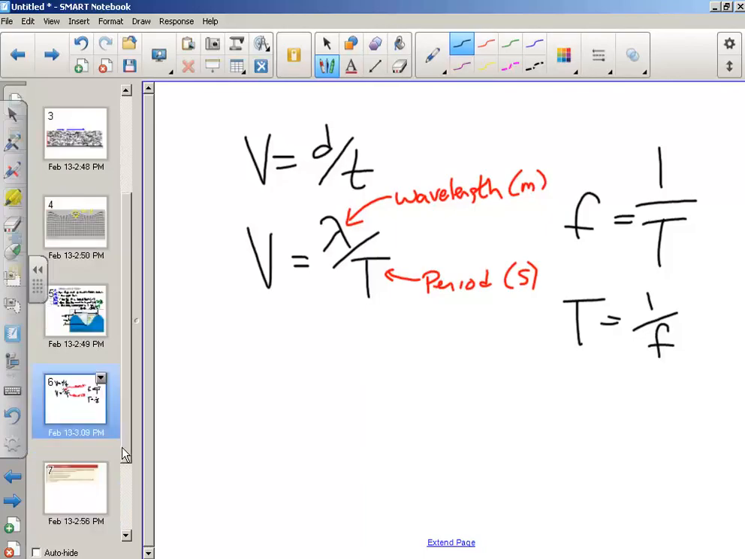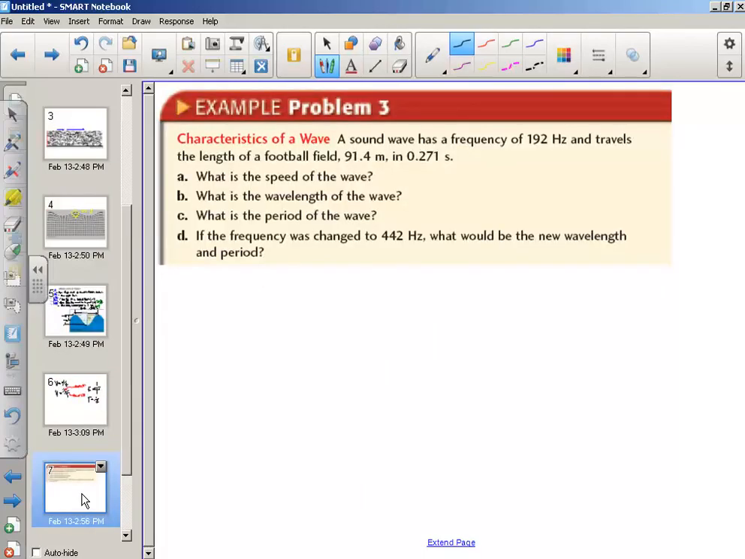Now here's an example problem from your book. It says a sound wave has a frequency of this. It travels the length of a football field in this many seconds. So we've got frequency, distance, time. Part A says what's the speed? Distance divided by time. So you take the distance it travels divided by the time, and you can find the speed. And that comes out to be, pull out my calculator, 337.